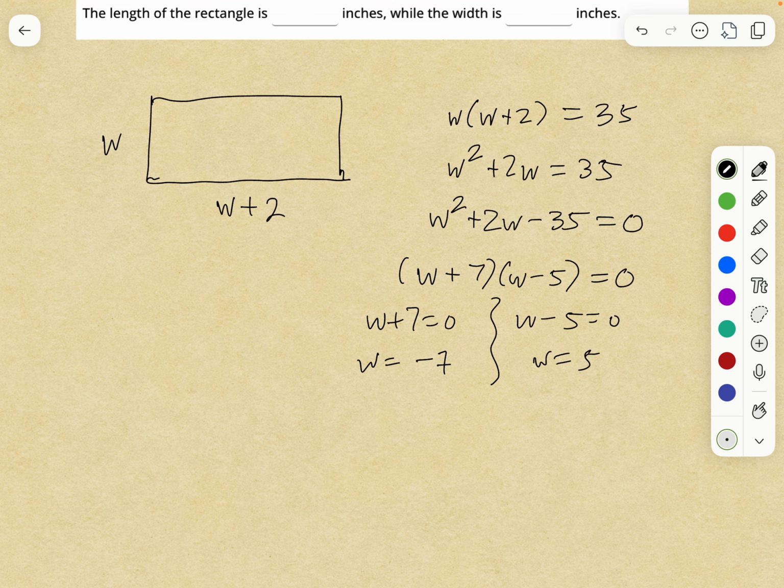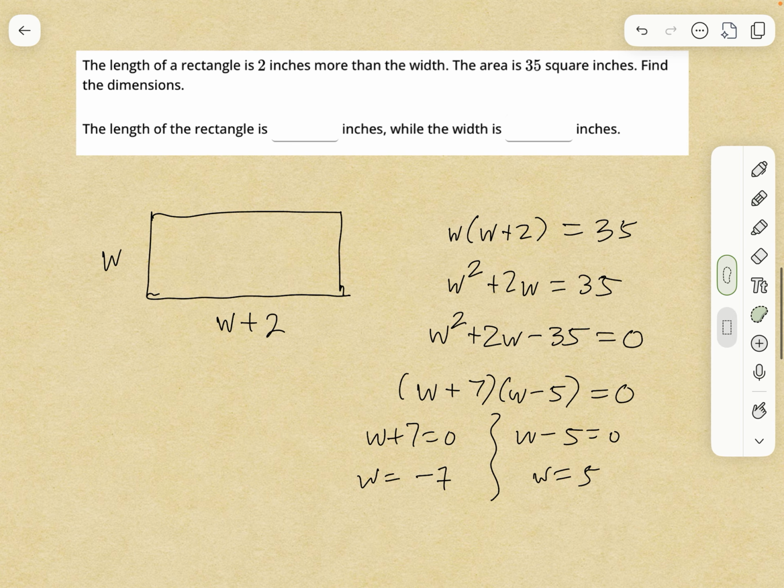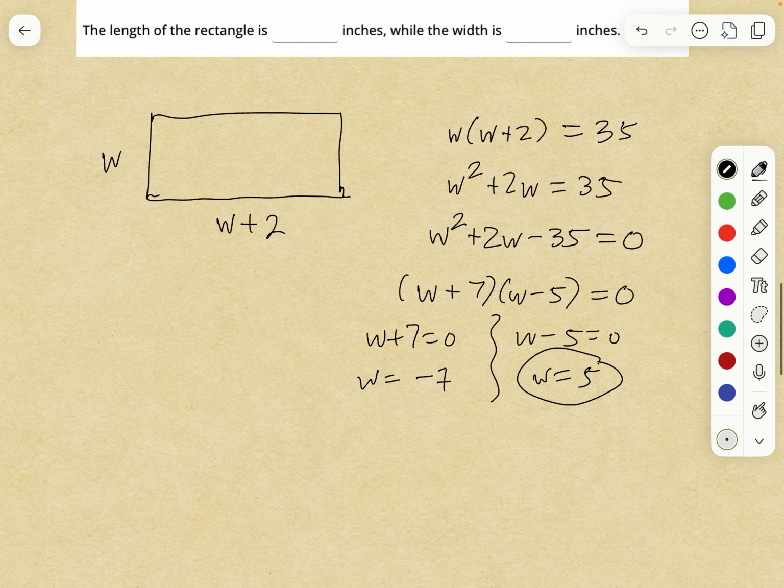Now these are the solutions to the equation W squared plus 2W minus 35 is 0. If you plug in negative 7 into W squared plus 2W minus 35, you will get 0. And if you plug in 5, you'll get 0. But only one of these numbers, negative 7 and 5, makes sense in the context of the scenario. Which one is it? Well, it's certainly W is 5 because the width is always positive, right?